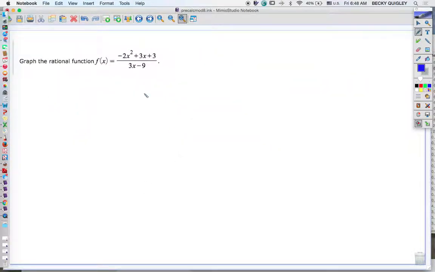Okay. So here, another example, a little different than the last one. We have a lead exponent in our numerator that is bigger than our lead exponent in the denominator. So we know right away, no horizontal asymptotes.